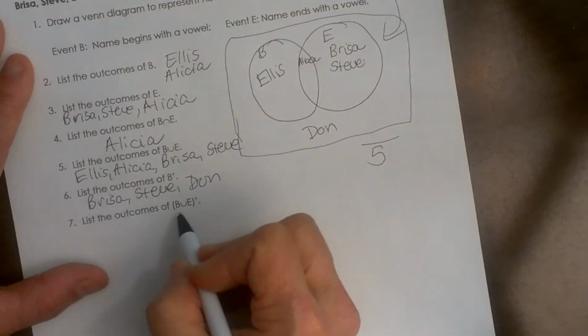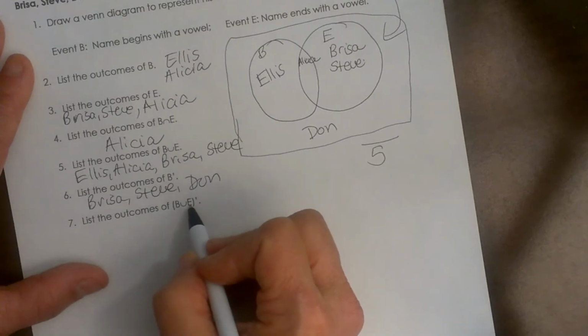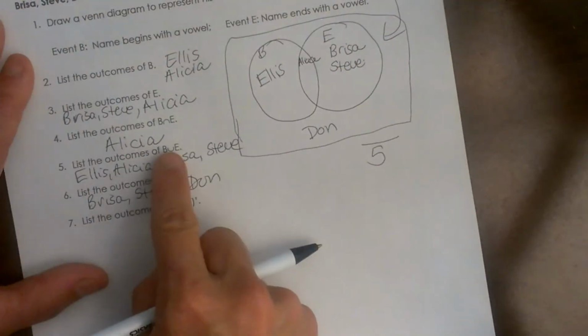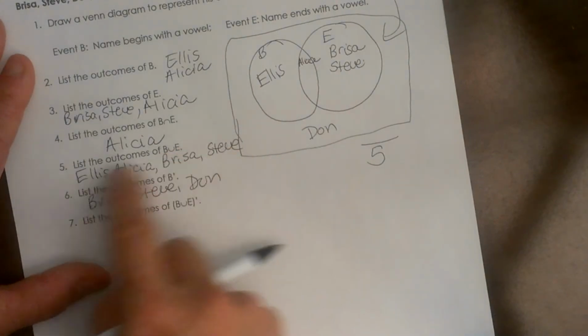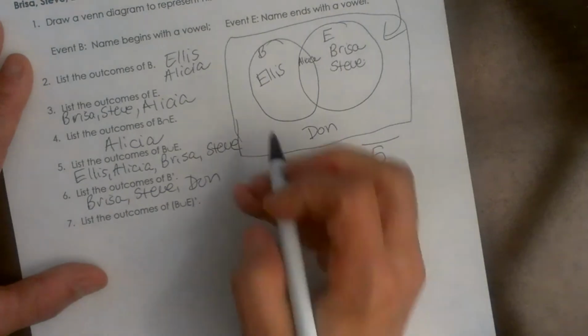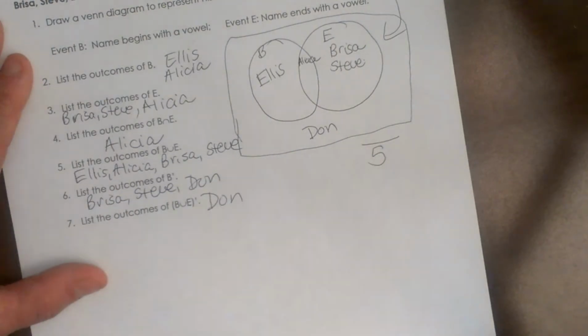And list the outcomes of B union E not. So the union, remember, let's go back and look at number 5. The union was all 4 of these people. So who is not in that group? That's easy. Don. There you go.